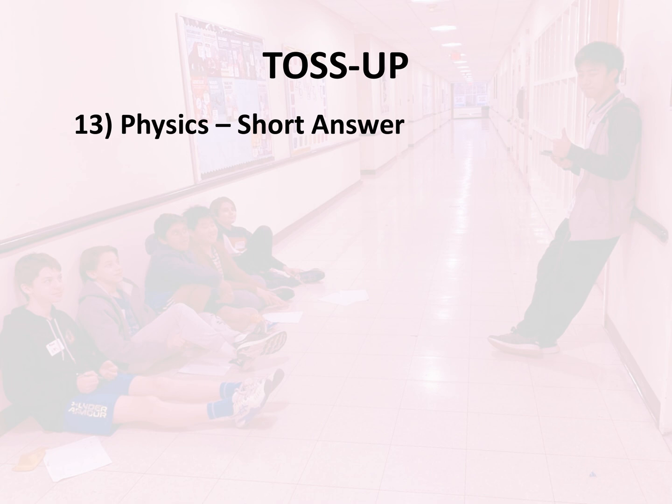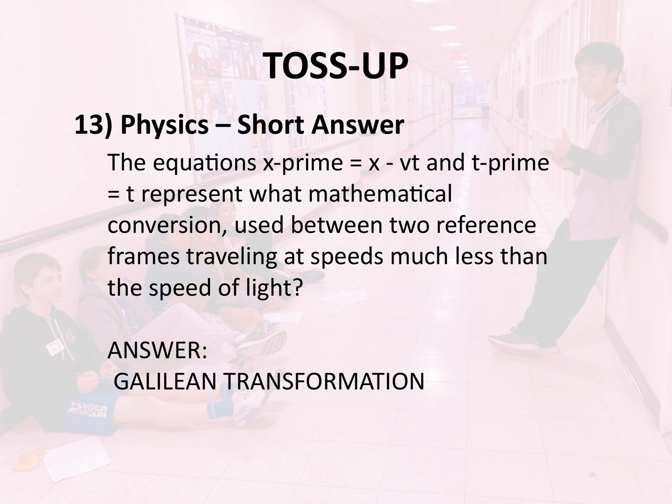Toss-up, 13. Physics, short answer. The equations x' equals x minus vt and t' equals t represent what mathematical conversion, used between two reference frames traveling at speeds much less than the speed of light? Answer. Galilean transformation.